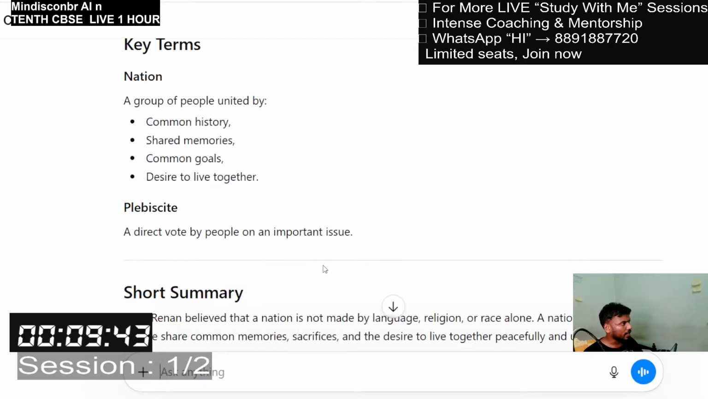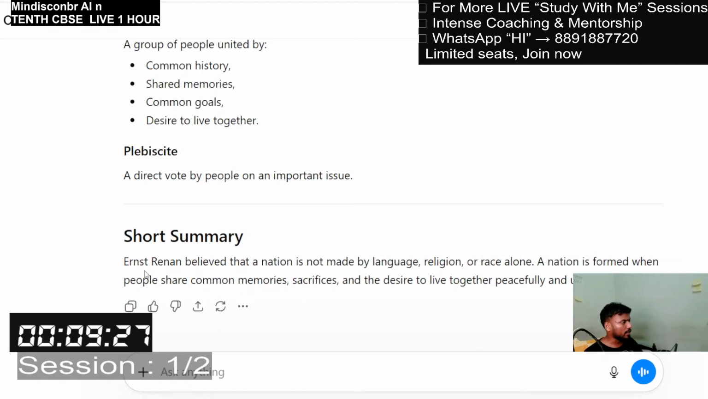Key terms: nation, a group of people united by common history, shared memories, common goals, desire to live together. Plebiscite is a direct vote by people on an important issue. Short summary: Ernest Renan believed that a nation is not made by language, religion, or race alone. A nation is formed when people share common memories, sacrifices, and desire to live together peacefully and unitedly.